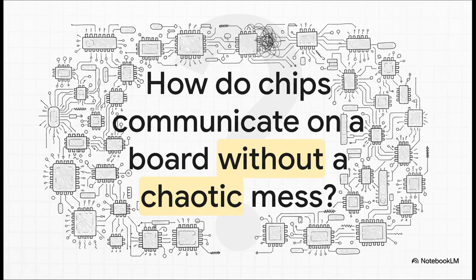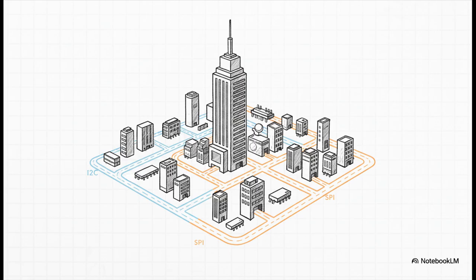Take a look at any modern circuit board. It's like this super crowded city, just packed with microcontrollers, sensors, memory chips, you name it. And they all need to talk to each other. But can you imagine connecting every single chip to every other chip? It would be an absolute nightmare of wires. So, how do they do it? Well, the answer is actually pretty elegant.